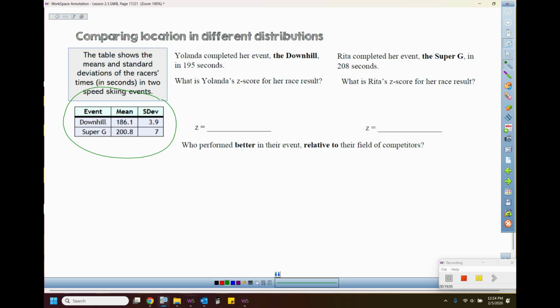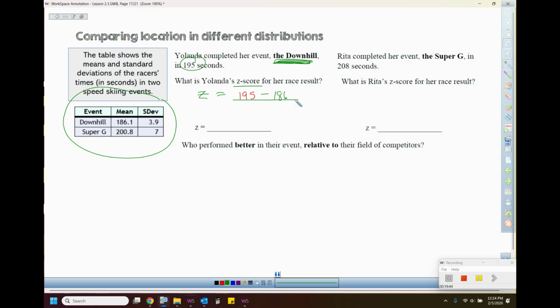Let's just focus one person at a time. Yolanda competed in her event. She got a 195 in the downhill, right? What is Yolanda's z-score? Let's start. The formula is z equals her value. What is Yolanda's value in the downhill? 195. Then we need to take away the average. We've got to go to the chart for that. The average, which one do you want, the 186 or the 200 for Yolanda's score right here? What event is she in? She's in the downhill, so you better use the 186. Isn't that the average in the downhill?